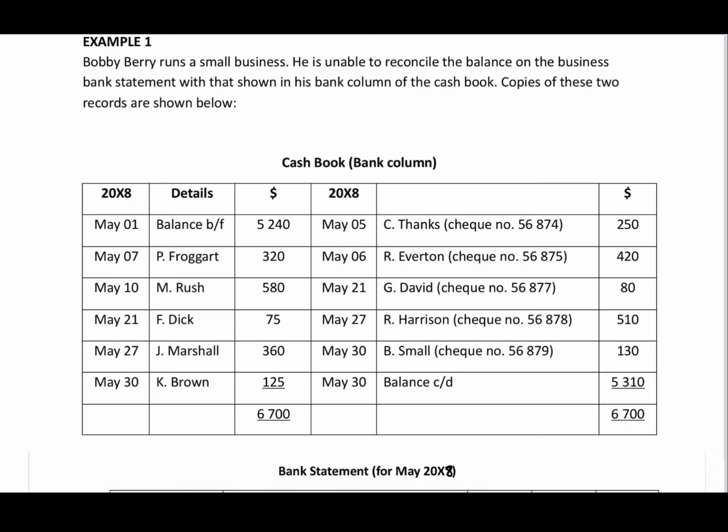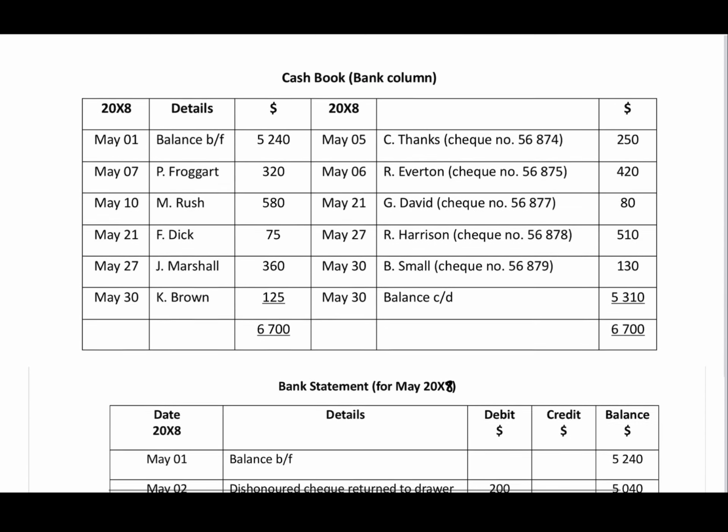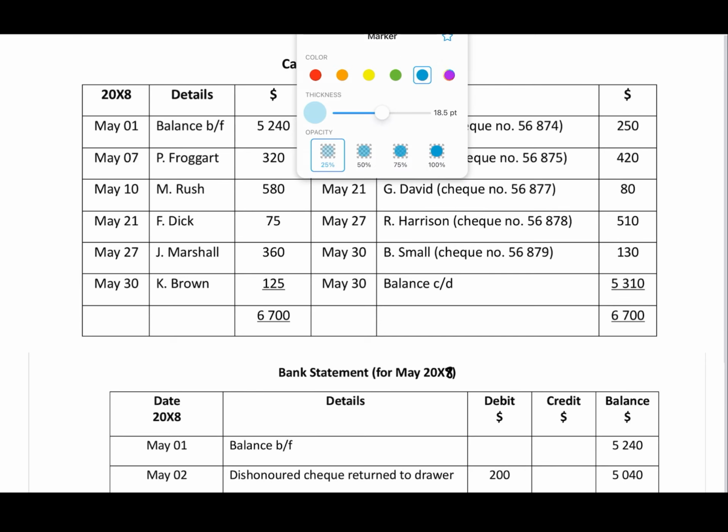The question says, Bobby runs a small business. He is unable to reconcile the balance on the business bank statement with the balance shown in the bank column of his cash book, right? So the two are not matching, and we have the copies of the two records.